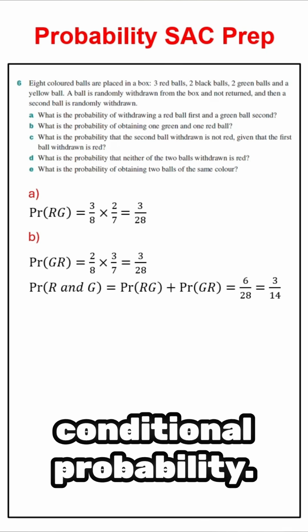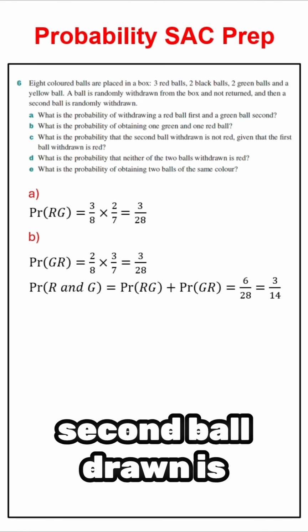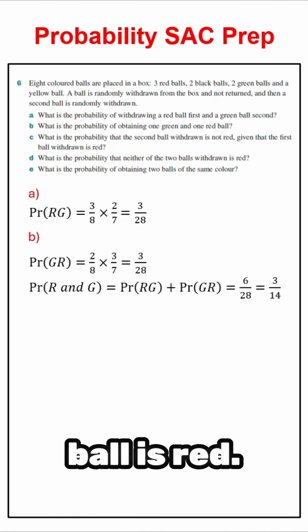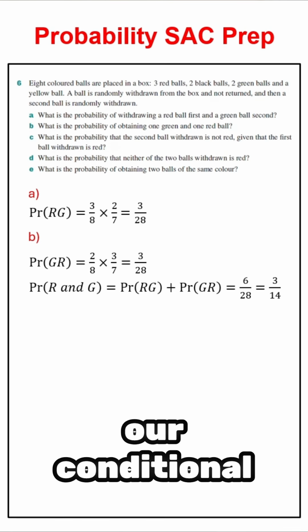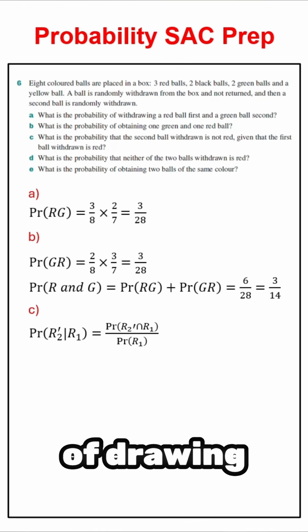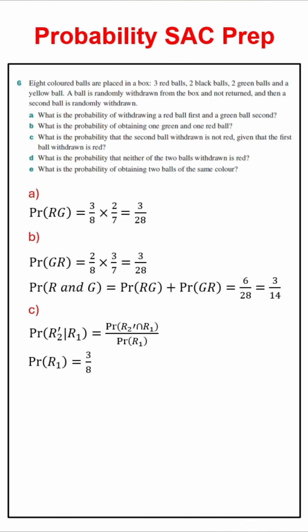Part C is a conditional probability. We want to know the probability that the second ball drawn is not red under the condition that the first ball is red. So we set up our conditional probability formula. The denominator is easy. The probability of drawing a red on the first draw is just 3 out of 8. The intersection is a little bit trickier.